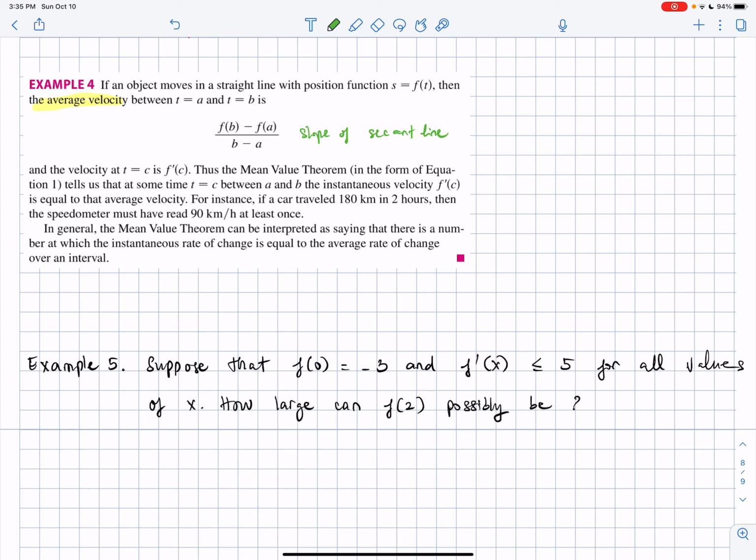And the velocity at t equals c is f prime of c. So what is f prime of c? It is the slope of the tangent line. The slope of the secant line is the average velocity. The slope of the tangent line is the instantaneous velocity. By the mean value theorem, they are both equal.